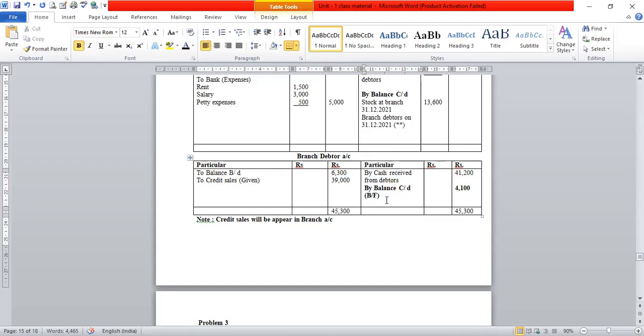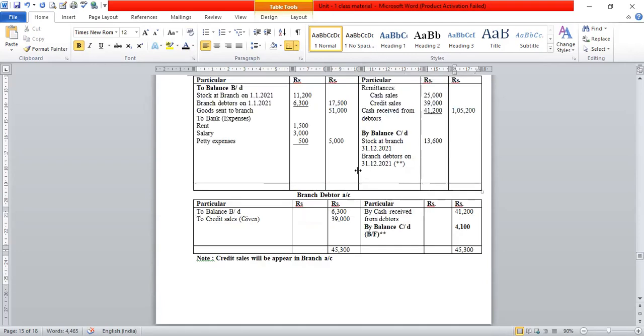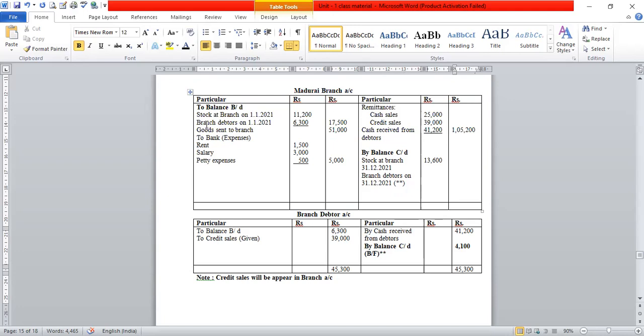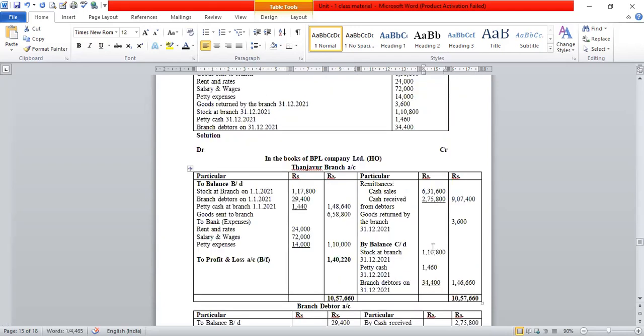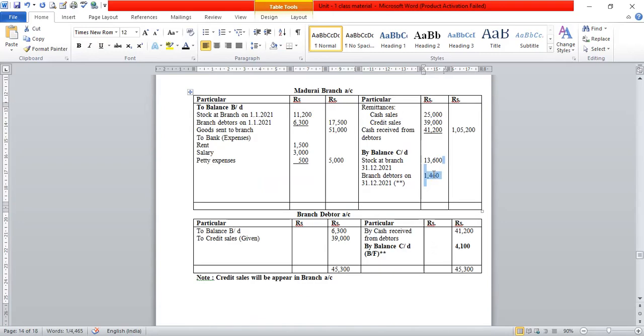So this figure should be mentioned. Let us highlight this, because it is the ledger, the Madurai branch ledger. So here the opening stock, closing stock, opening debtors, I need some closing debtors. So that value of 4,100 is to be mentioned here. One second, I will check. I typed it wrongly. I'll change it.